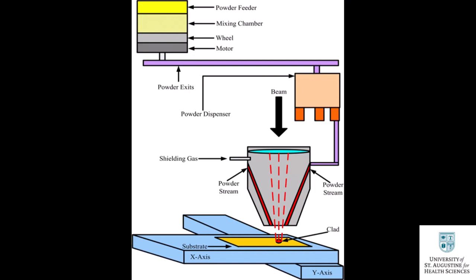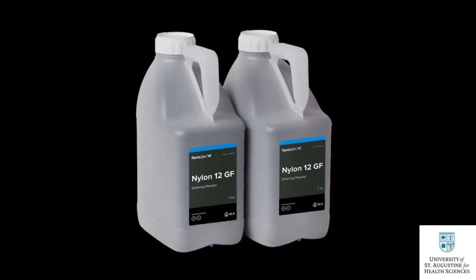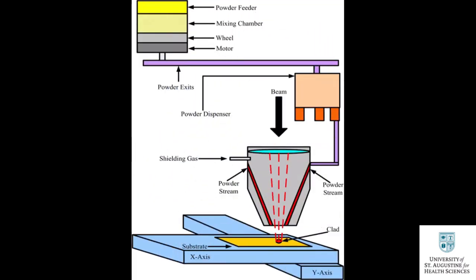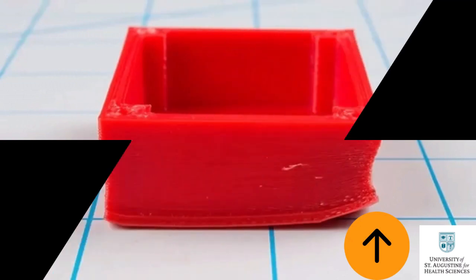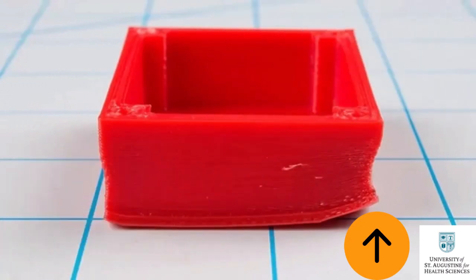SLS 3D printers use a high energy laser to heat polymer powder to produce a solid 3D object. The most common printing material for selective laser sintering is granular thermoplastic polymer particles such as polyamide 12 powder, also known as nylon 12. The maximum build volume of SLS 3D printers is 300 by 300 by 300 micrometers. SLS printed objects are also prone to shrinkage and warping.